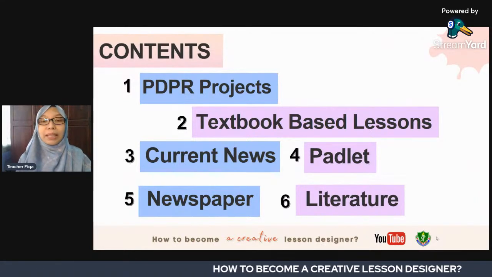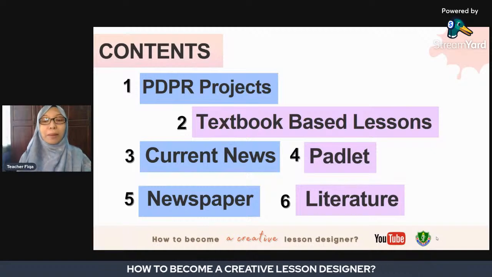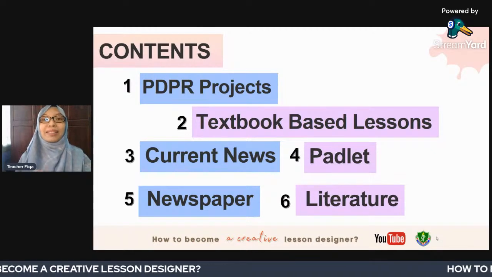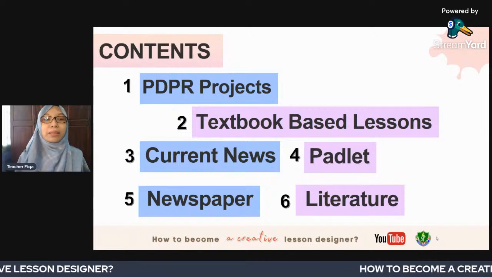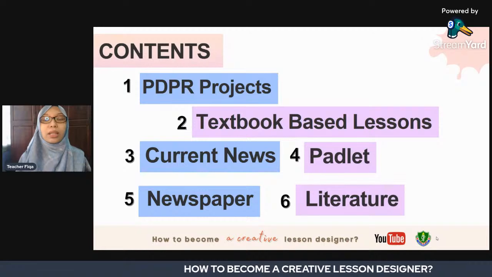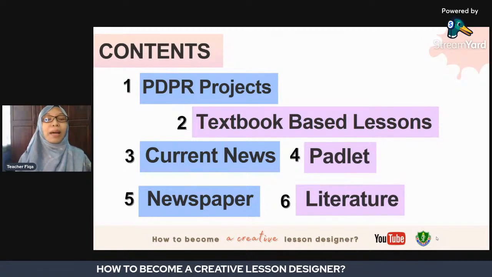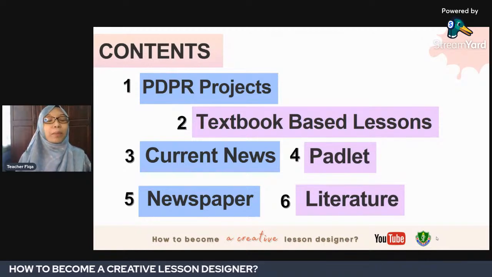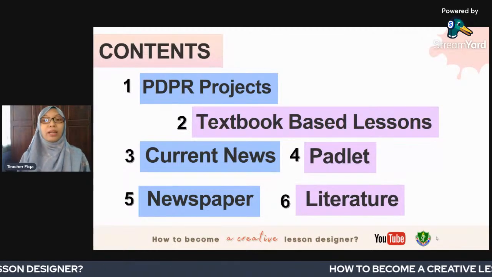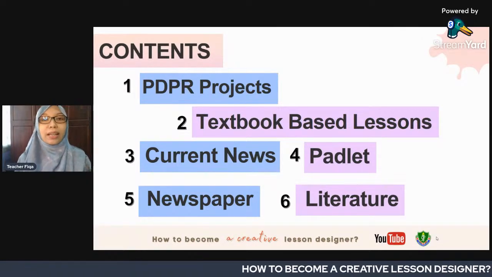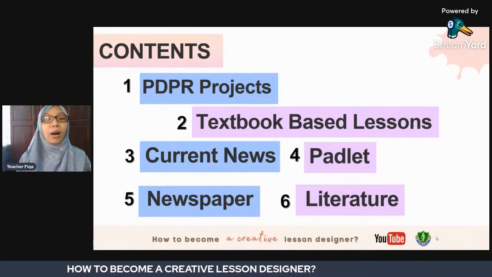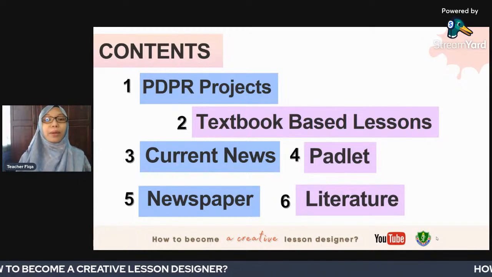So the first one would be I'm going to share some of my PDPR project that I did with my students. How do I create creative based lesson based on the chapters in the textbook, and how to incorporate current issues or current news in our lesson, and how to use Padlet to teach the 4 skills in English. I also would like to share how do I use a newspaper creatively to enhance students' language acquisition. And last but not least, I'm going to share how can we teach literature in a creative way.